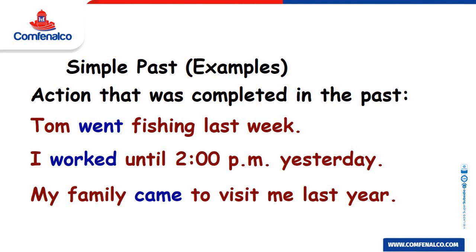On the opposite, por el contrario, we have went, and the other example, which is came. Those verbs are irregular. They have another base form. Tienen otra forma base diferente, a la que usualmente serían sin agregar el ed. My family came to visit me last year. Mi familia vino a visitarme el año pasado. In this case, we have the verb came, which is the past form of the verb come. Es la forma en pasado del verbo come.